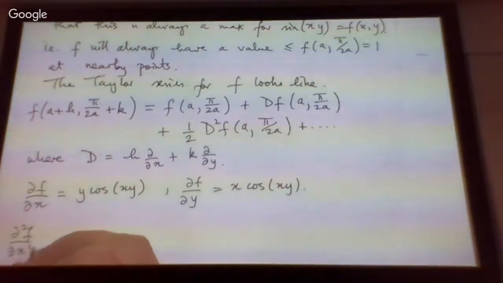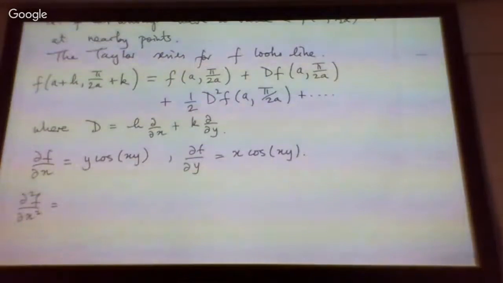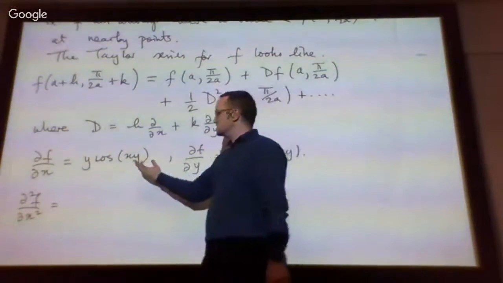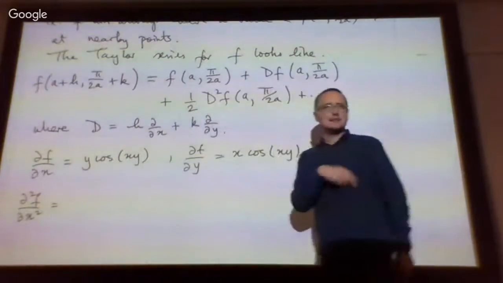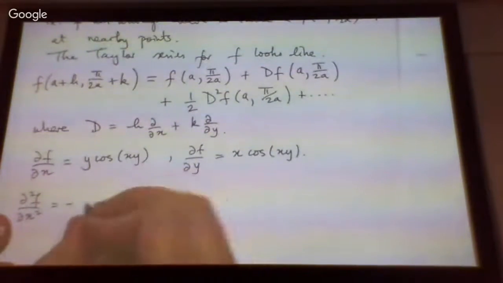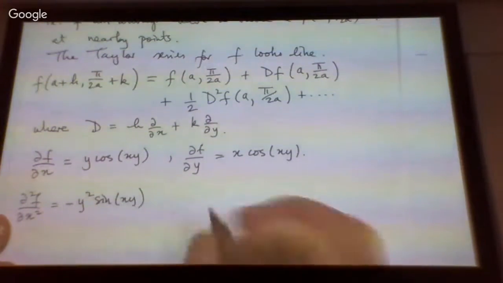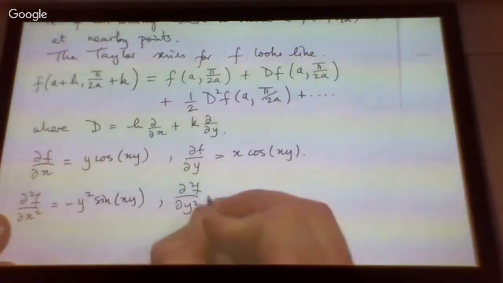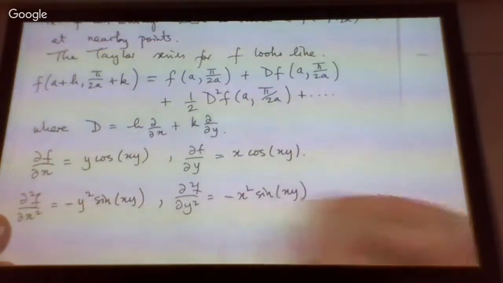d²f/dx². Okay, so we're looking at differentiating this thing here with respect to x. Well, it's not too hard. You still see a constant times a cosine of a constant times x. So it's still basically just the derivative of cosine, and you get an extra factor of y out the front. And a similar thing for d²f/dy². It'll be minus x² sine of x times y.